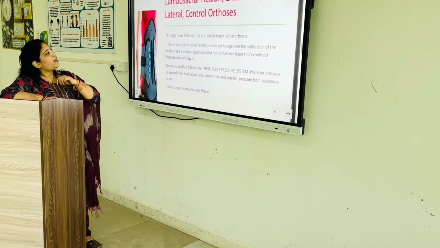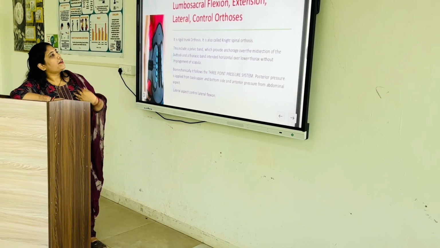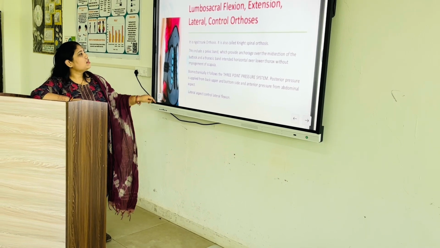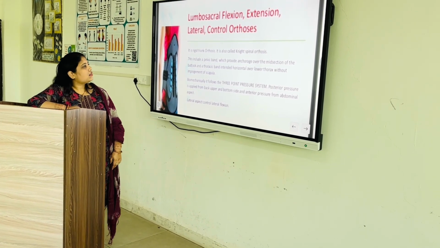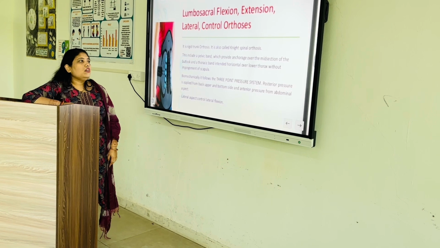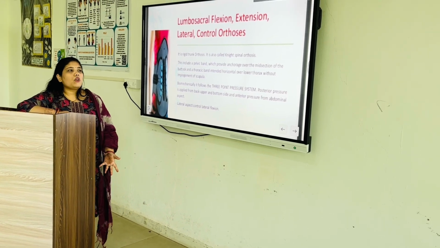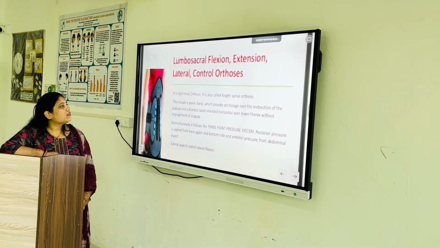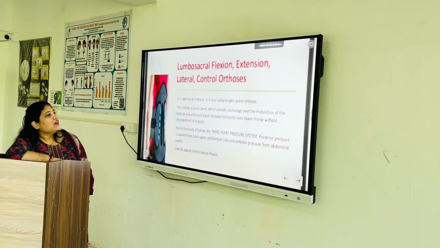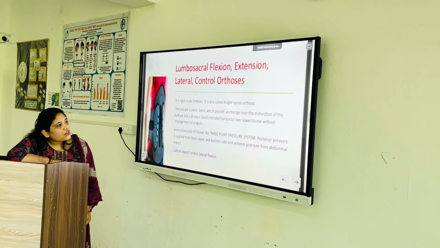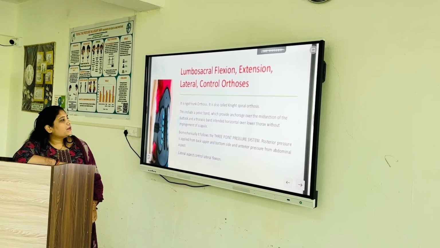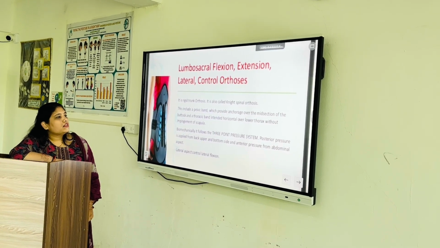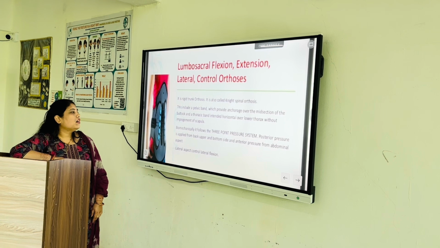Second one is lumbosacral flexion, extension, lateral control orthosis. This is all about the structure of this orthosis. It is a rigid trunk orthosis. It is also called the night spinal orthosis, which is the most common orthosis used for back pain. This includes a pelvic band which provides anchorage over the midsection of the buttock and a thoracic band intended horizontal over lower thorax without impingement of scapula.